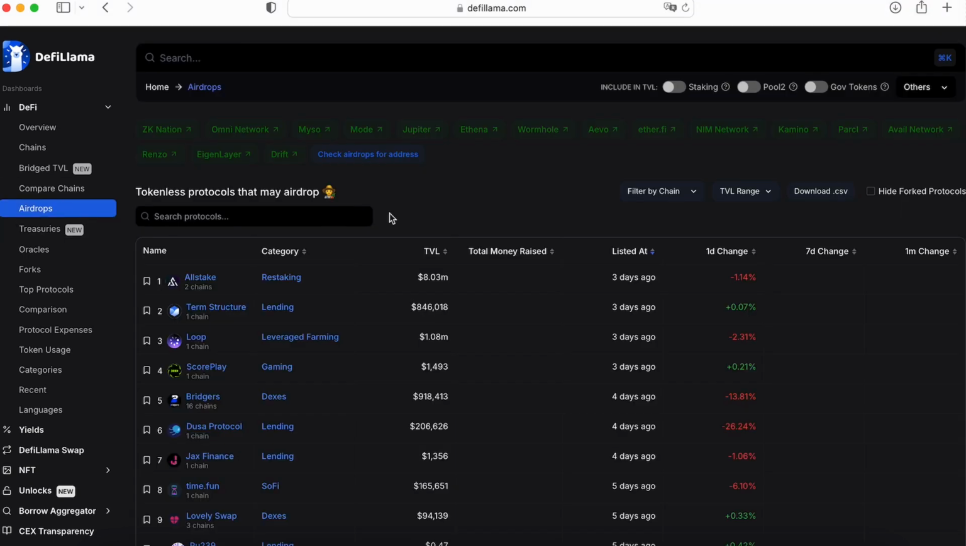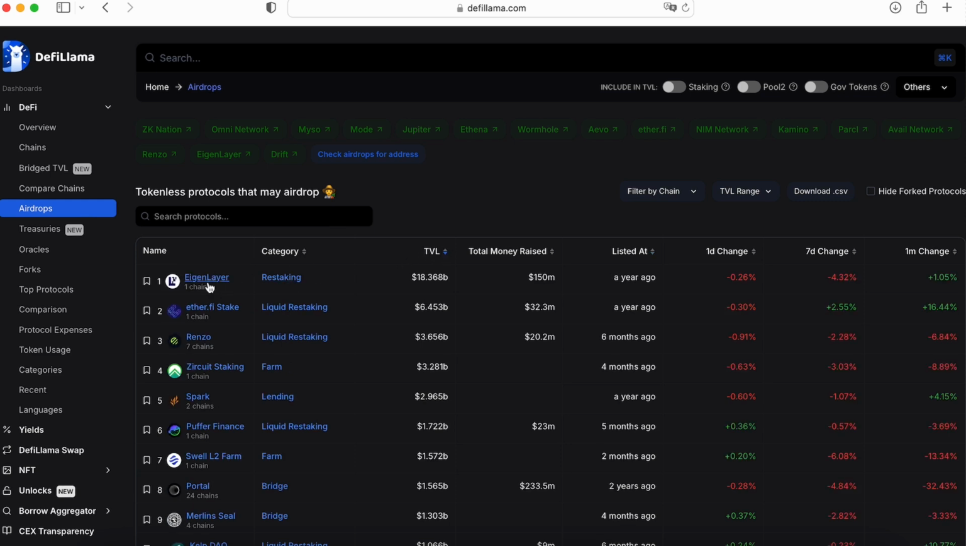Next one is Airdrops. Here you can find the brand new protocols, the chains of these protocols, and the category. Maybe you believe in restaking, so you think restaking is going to be the next trend, so you have to pay attention to the restaking category. This is the TVL, which is locked. You remember Agent Layer, it was restaking. So the TVL is pretty huge, right?